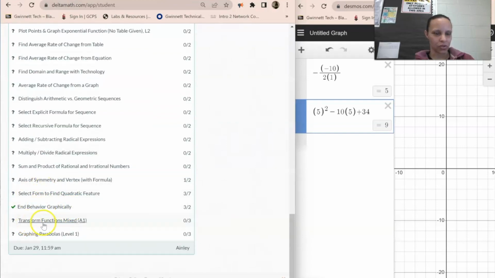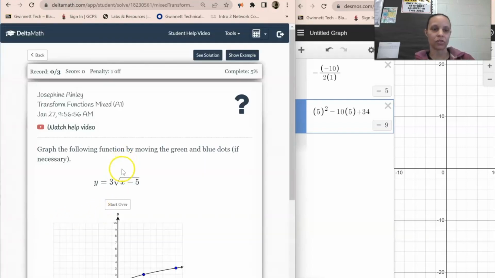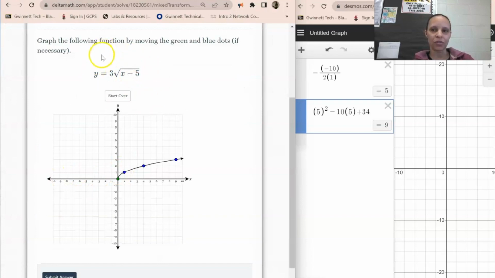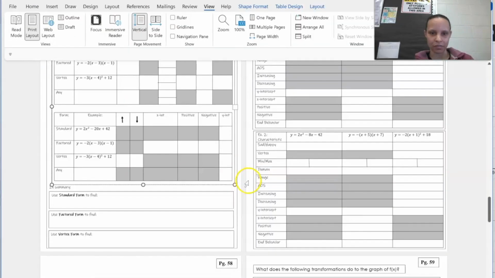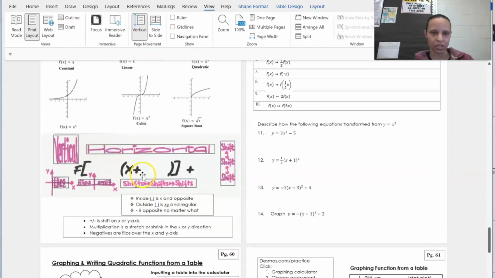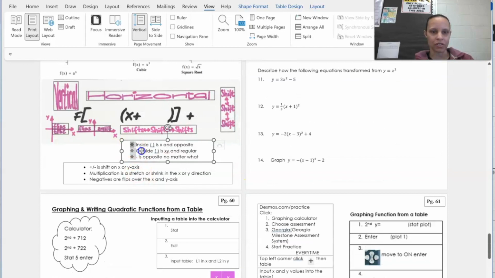All right, so transform functions. Remember, before you can apply the rules, you must know the rules. So you do need to pull up your notebook once again on transformations, and really what you care about is these two boxes right here. These two boxes are all that you need to look at.